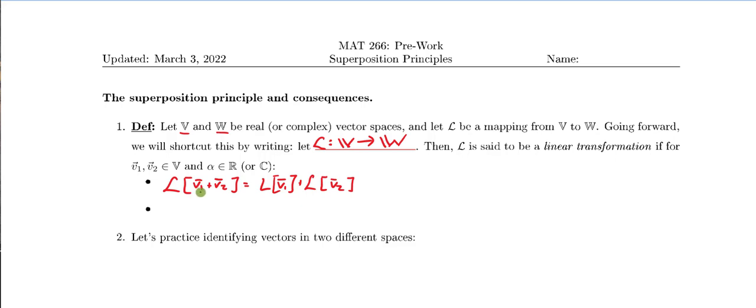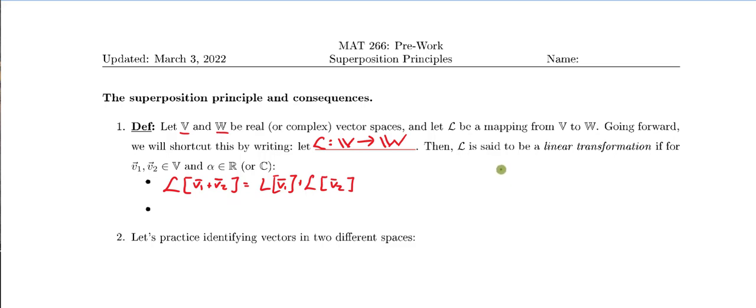What this is saying is that the order in which we do the transformations and the vector addition doesn't matter. We can either add together vectors V1 and V2 and then do the mapping to them, or we can do the mapping to the two vectors separately. We take the linear transformation of the first vector and of the second vector, add them together, and we get the same thing. So the order doesn't matter. Another way to say that is that vector addition is preserved under the linear transformation.